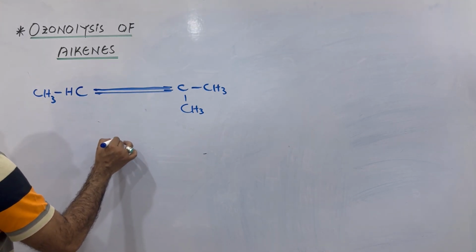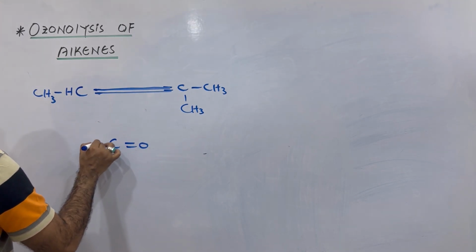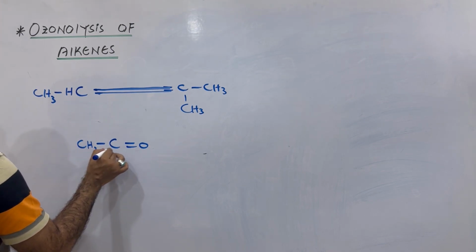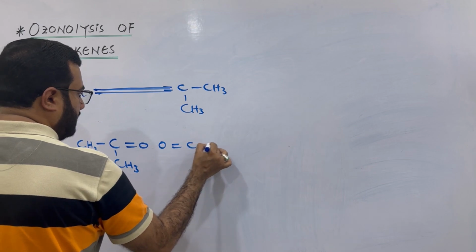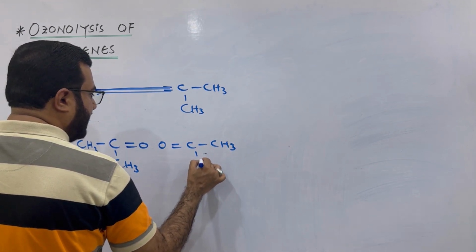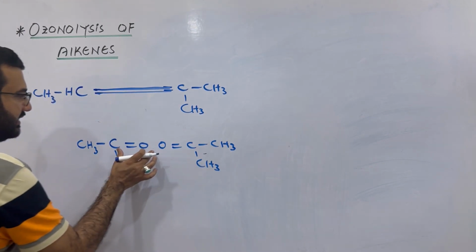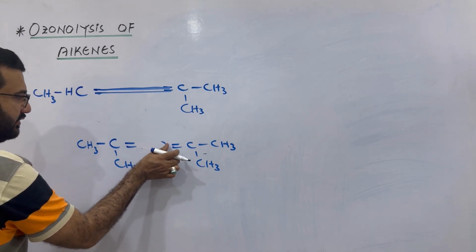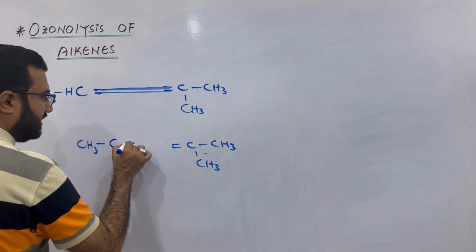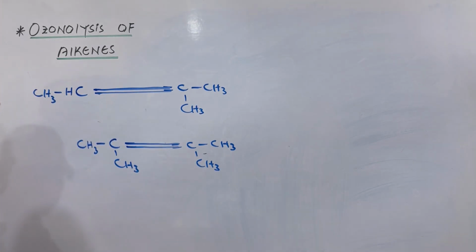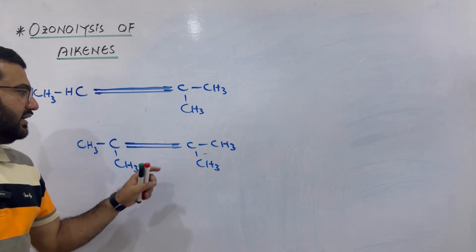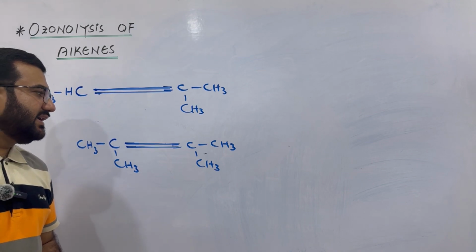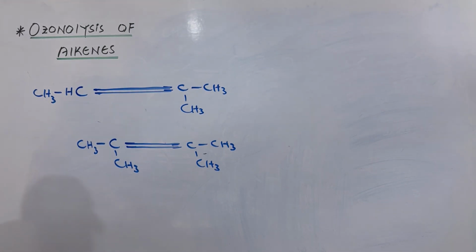Similarly, if as a result of ozonolysis, two acetone molecules are obtained, you will again write down the acetone molecules in this fashion. You will remove the oxygen and you will join the carbons by a double bond. And you will say that this is the 2,3-dimethyl-2-butene, which is basically ozonolyzed to get the two molecules of acetone.